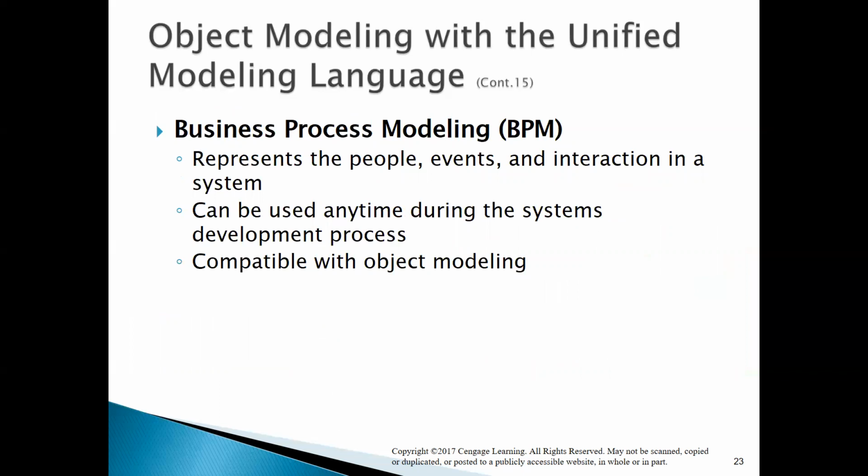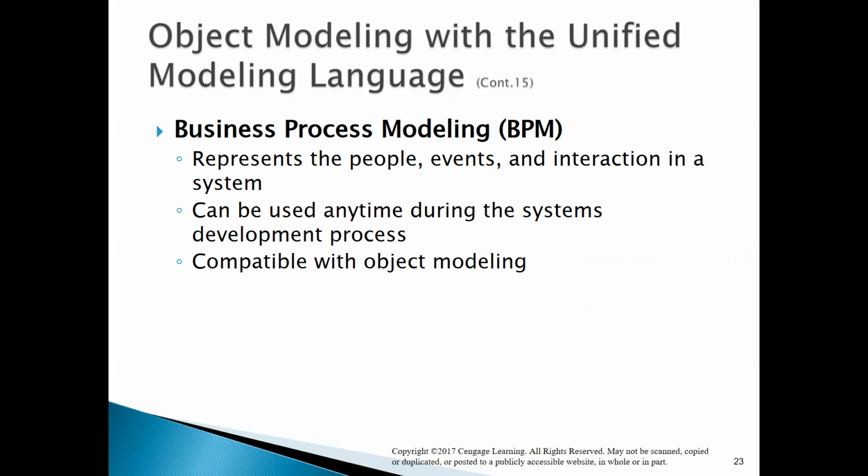Business process modeling, BPM. Business process modeling basically represents the people, events, and interaction in a system. It can be used anytime during the system's development process, and is compatible with object modeling. Now, the major purpose of BPM is that it shows the interaction between people and the system and all the events that take place.